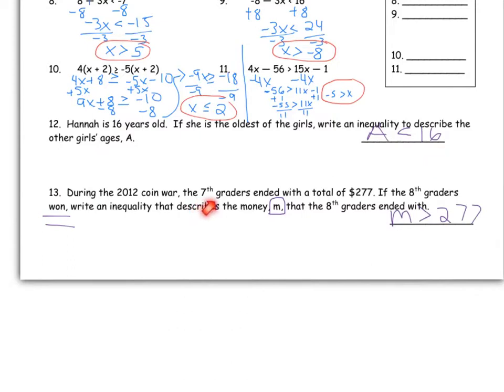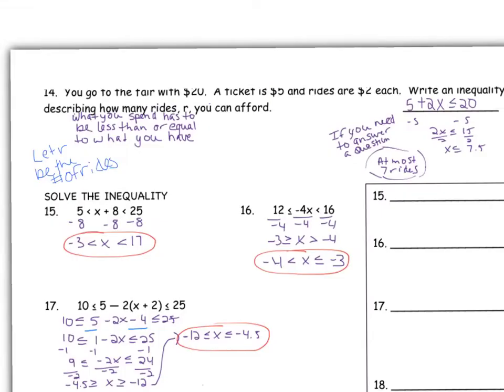For 13, if the 7th graders ended with $277 and the 8th graders won, meaning they had more than that, they couldn't have exactly 277 or it would have been a tie. So their amount of money is greater than 277. I did not define my variable here because it was done for me, so I did not do a let statement.